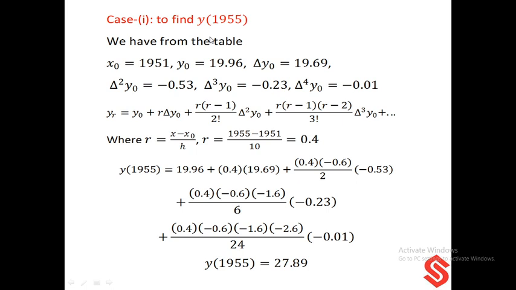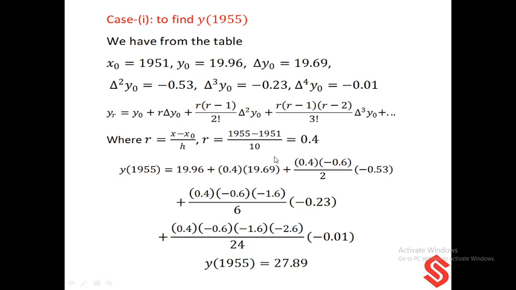So case 1, let us find y at 1955. So from the table we have x naught value 1951, y naught 19.96. Then the leading forward differences delta y naught, delta square y naught, delta cube y naught, and delta power 4 y naught. So we write Newton's forward interpolation formula, where r is x minus x naught by h. Here x is 1955, x naught is 1951, h is 10. Simplify, I'll get r is equal to 0.4.